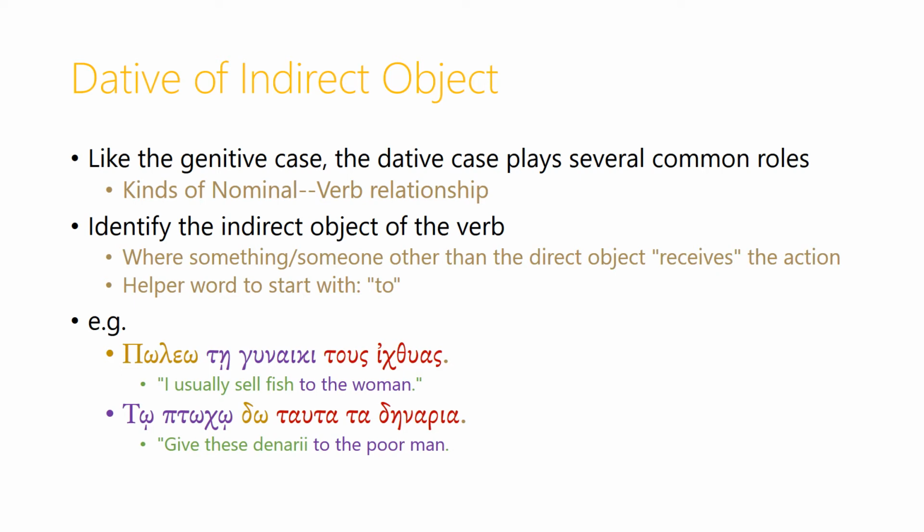So one of these relationships is when the dative nominal identifies the indirect object of the verb, where something or someone other than the direct object receives the action. And in English, we often use the helper word to, at least as a first stab at this kind of indirect object dative. For example, we have the sentence poleo te gunaiki tus ichthuas. I usually sell poleo, fish, tus ichthuas, to the woman, te gunaiki.